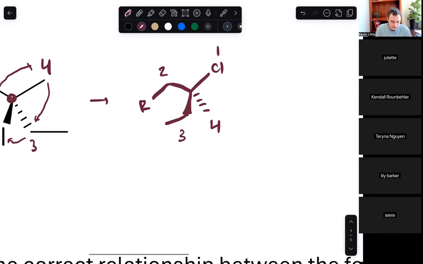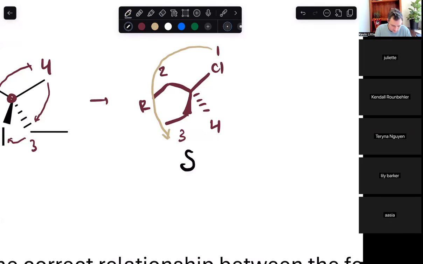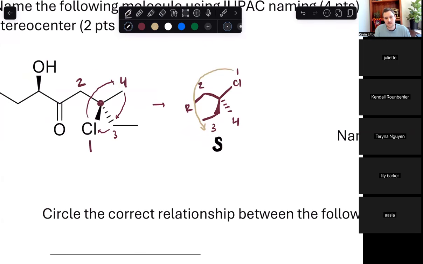Then I need to find R and S notation. So I need to trace the shortest path from 1 to 2 without passing over 3. So it's this. That is S. So that is an S stereocenter. That's about as complicated as it can get, right? Sometimes you'll have to spin it. Someone asked if I can only spin it clockwise. No, I can spin it either way. But if I want to get 4 on a dash, that would be the fastest way to spin it. If I want, I could go counterclockwise. It would just take longer.